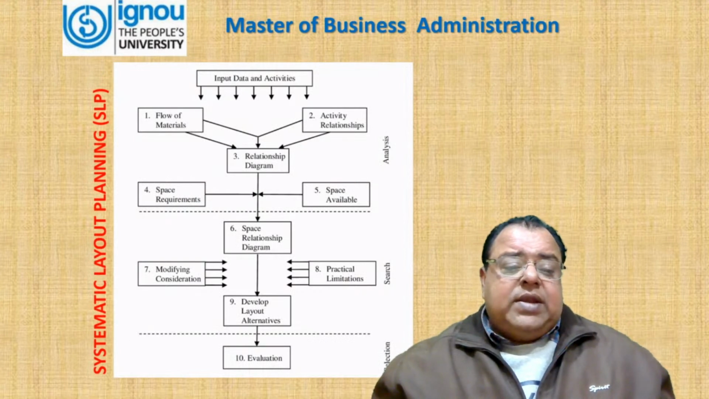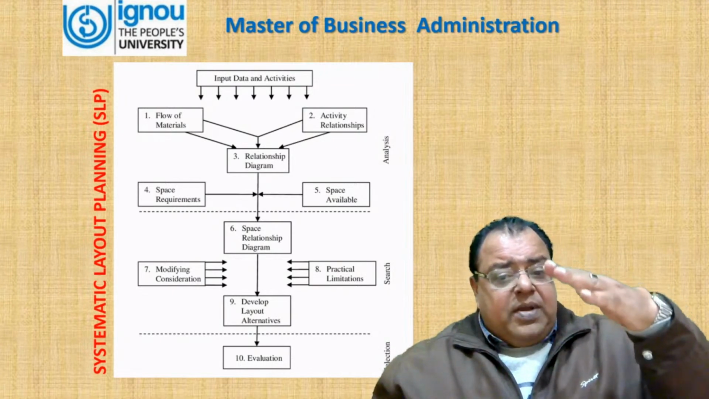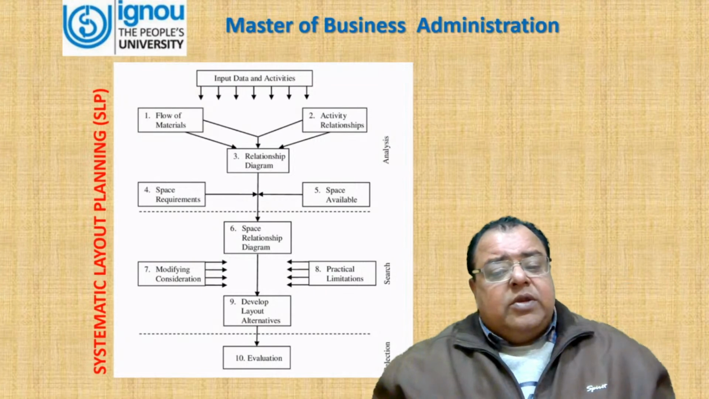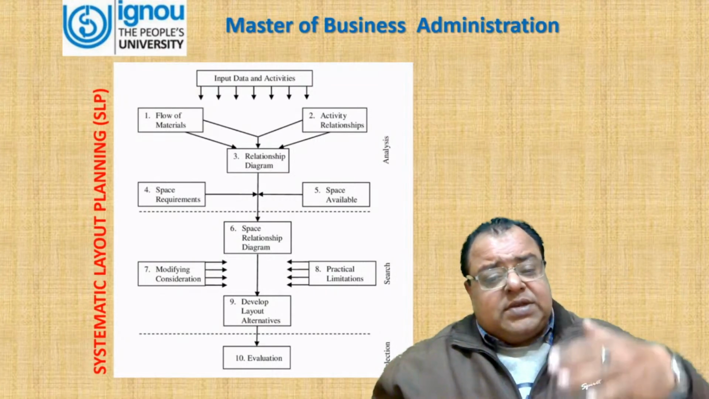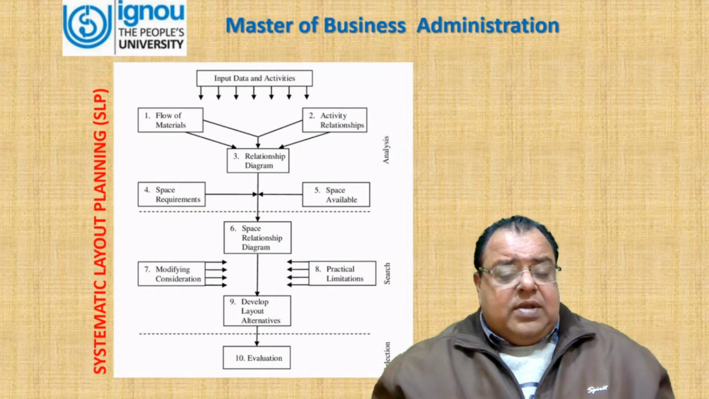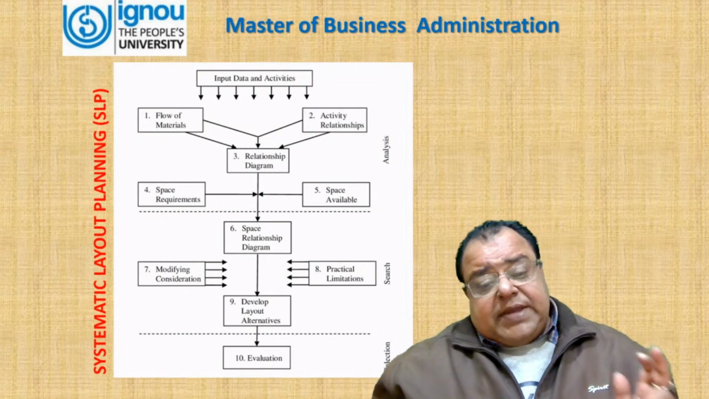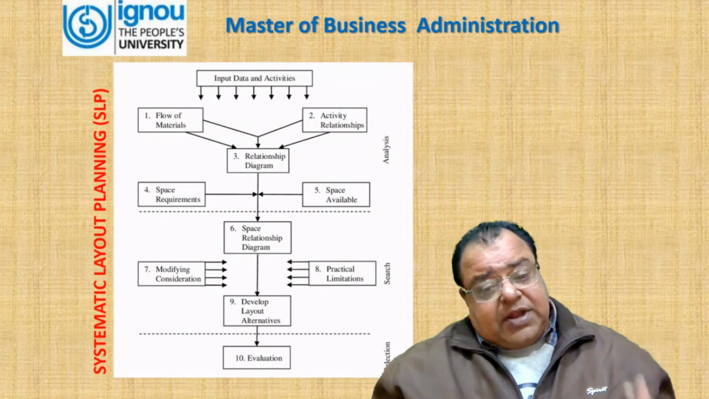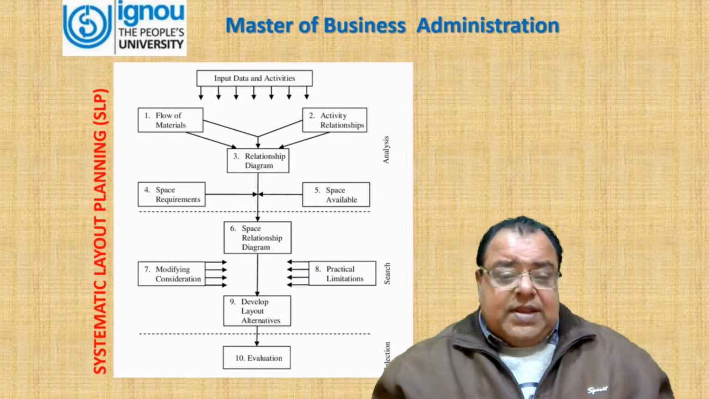Here we can see in short what this SLP is. Input data and activities start from the top. It all moves towards the bottom, as we discussed in the 10 points. So steps 1 to 5 are for analysis. Steps 6 to 9 are for search, and after evaluation, the selection is done.